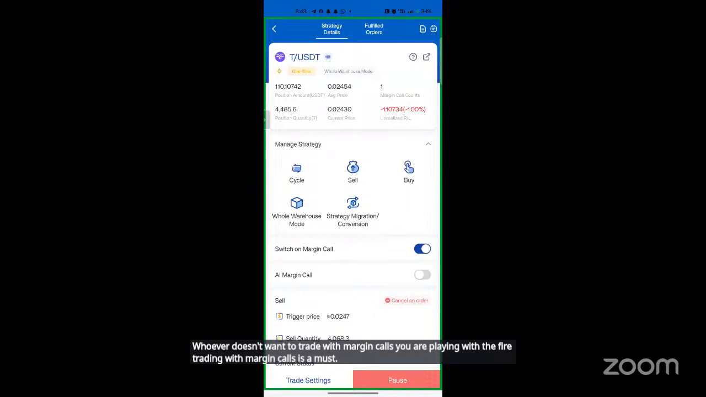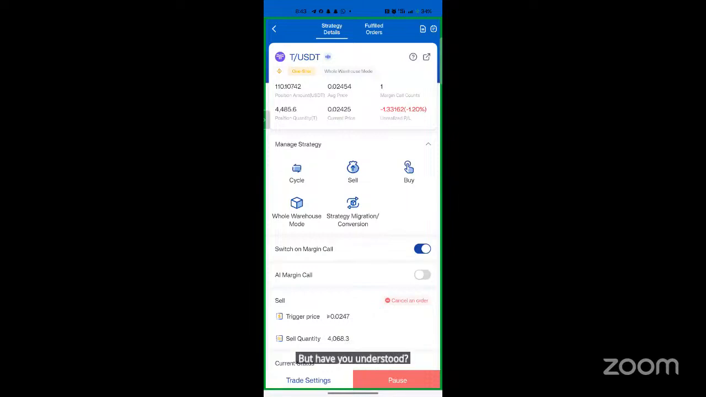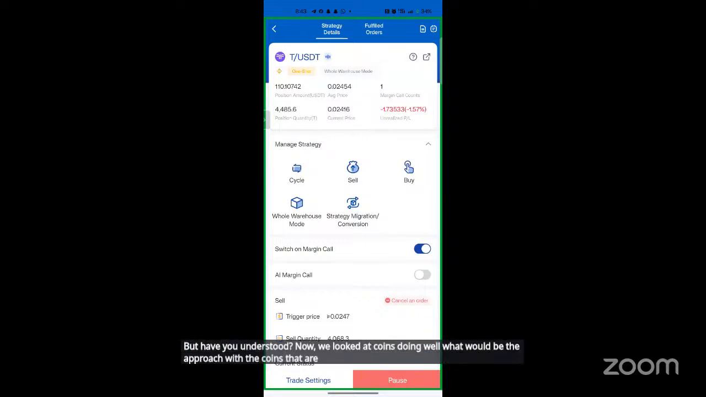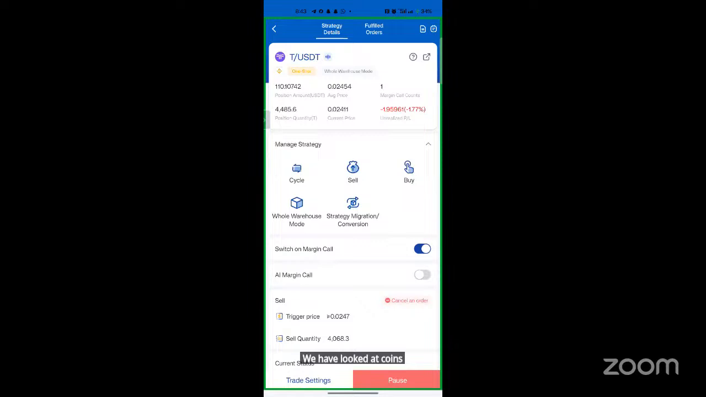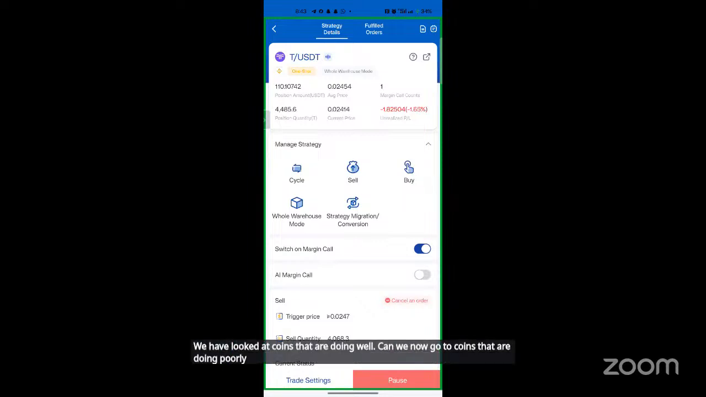But have you understood? Now, we looked at coins doing well. What would be the approach with the coins that are doing poorly? Can we go to coins that are doing poorly? We have looked at coins that are doing well. Can we now go to coins that are doing poorly? Okay.